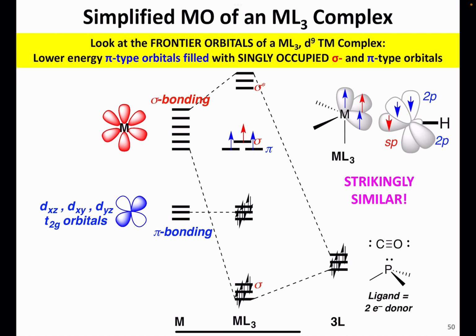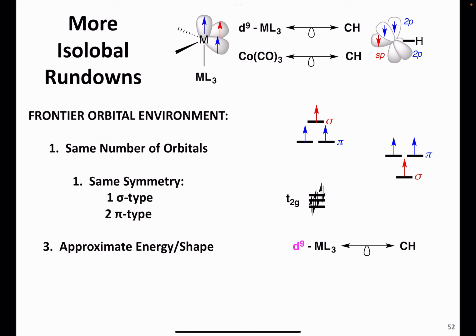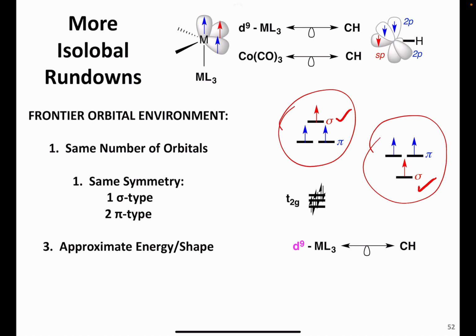This looks just like a carbene. They are strikingly similar. In fact, not only are they strikingly similar, they are isolobal with one another. And so does that mean they have the same number of frontier orbitals, the same symmetry, the same approximate energy? And in fact, they do. Remember the D9 ML3 electron configuration, you have 3 singly occupied frontier orbitals, and CH, you have 3 singly occupied frontier orbitals. They each have 1 sigma type orbital. They each have 2 pi type orbitals. The energy of these orbitals is approximately similar, and therefore they are isolobal with one another.